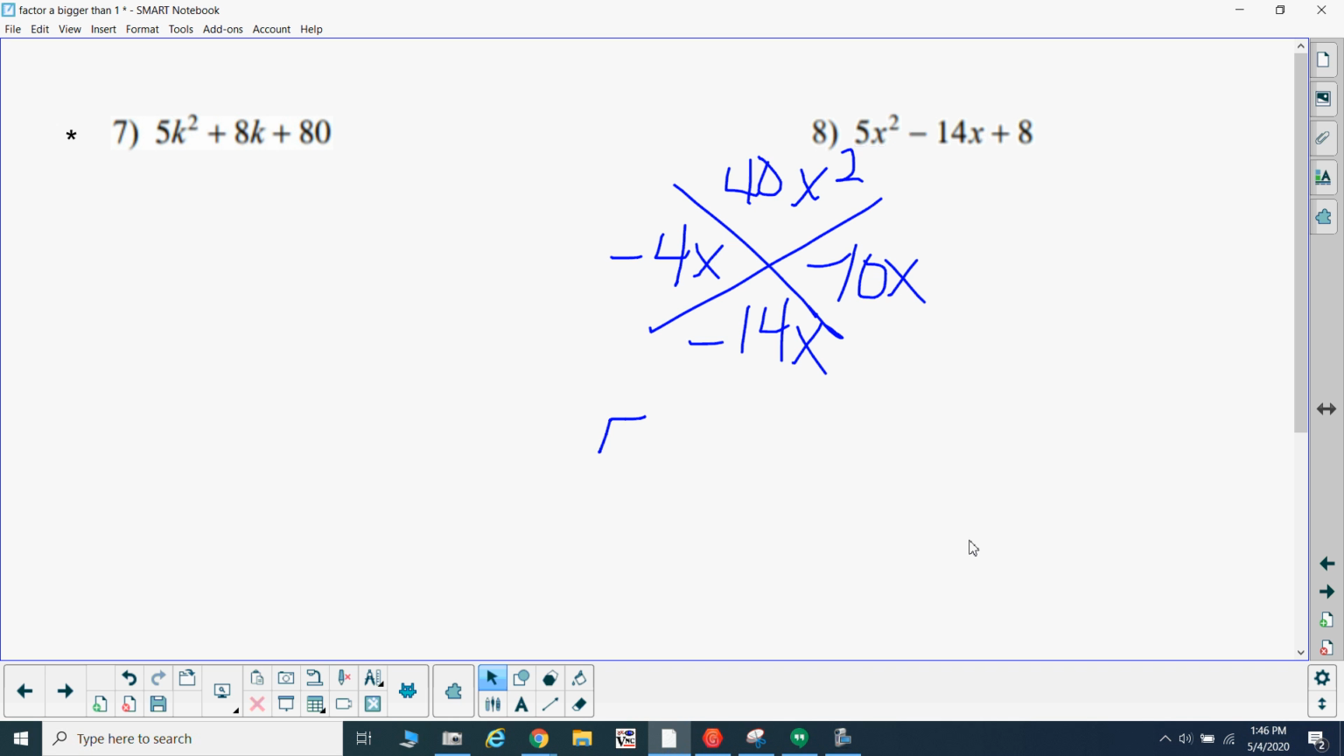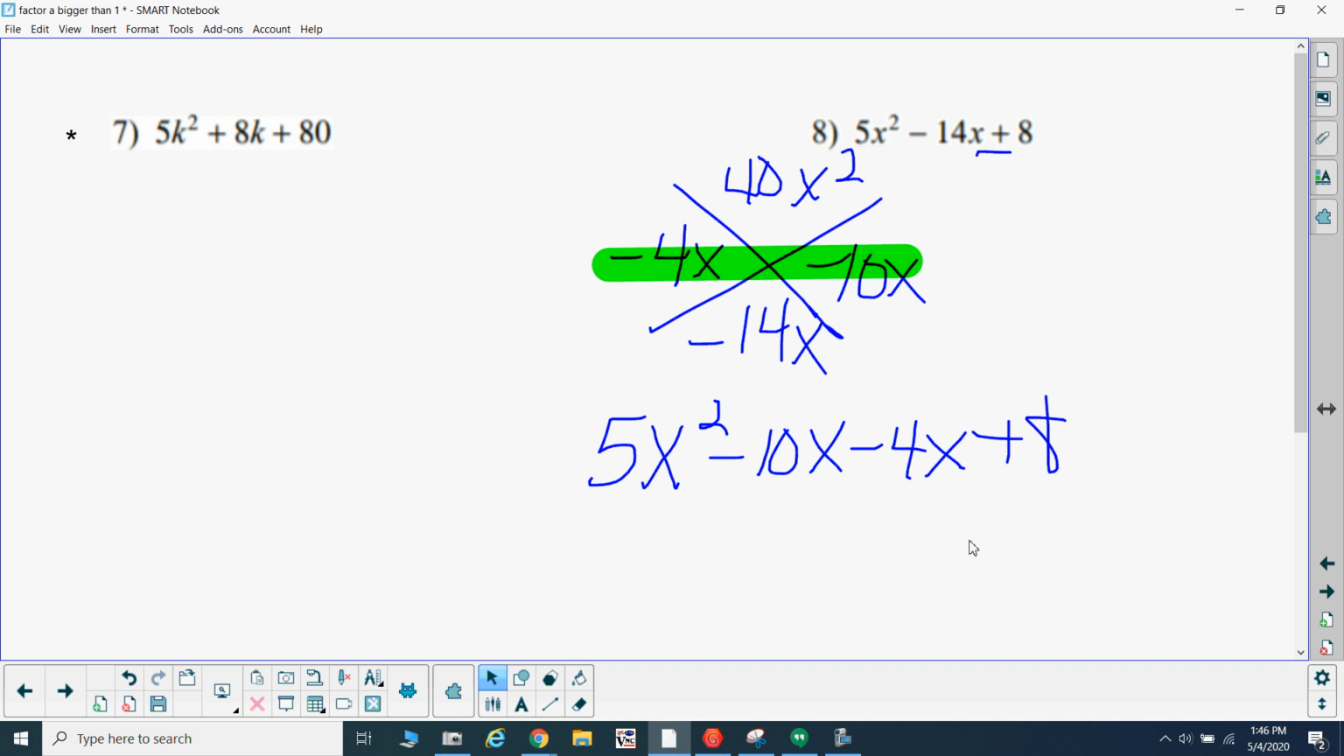So if I do factor by grouping, I'm going to start with this 5x squared. I look at these two, which one goes better with the 5x squared? What would be the minus the 10x, and then minus 4x, the next term, and then plus 8 from here. Again, this would be our negative 14x right here. So I'm just rewriting that original equation, but I'm breaking that negative 14x into negative 10x and negative 4x. And then I'm going to find common factors. Between those two, I can take out a 5x, and if I do, I get x minus 2.